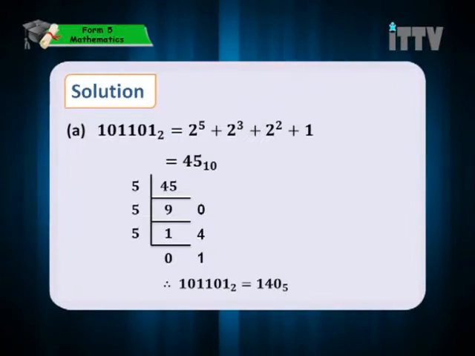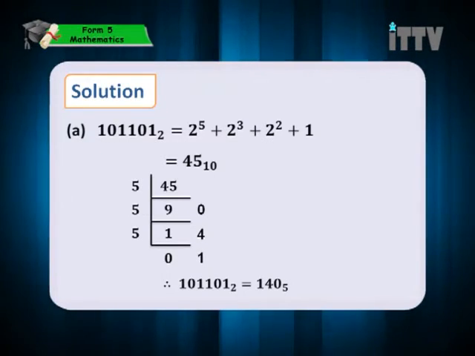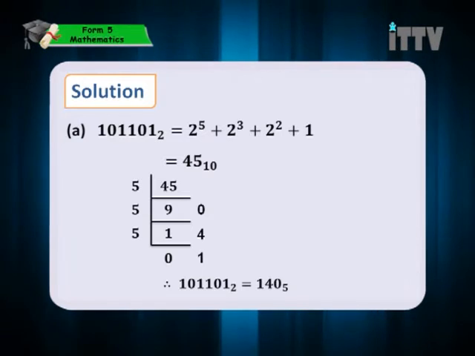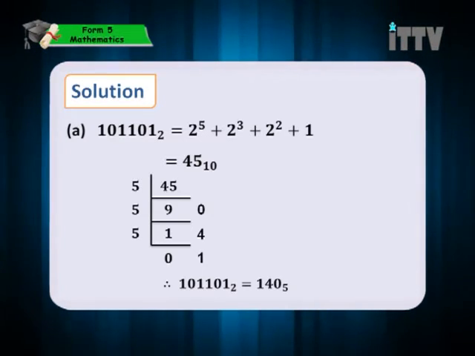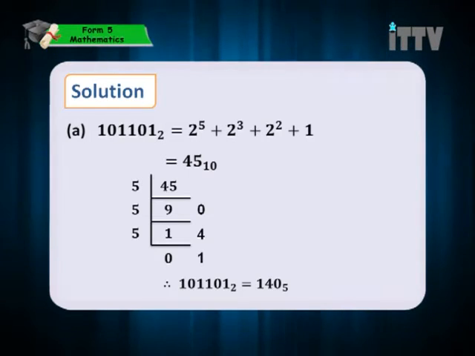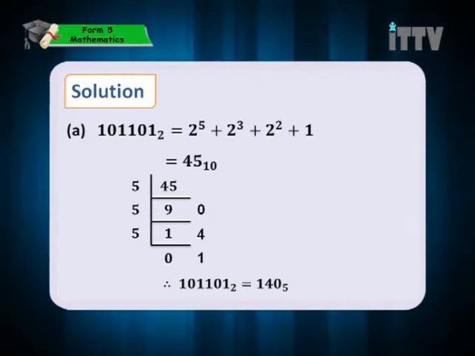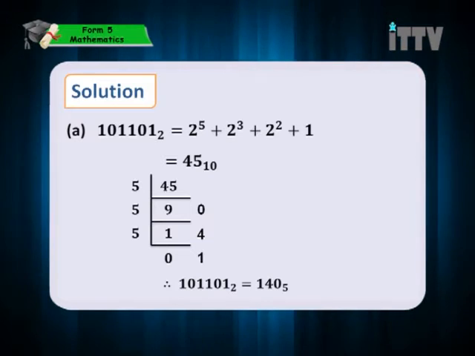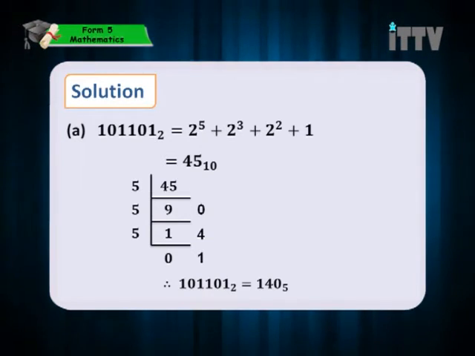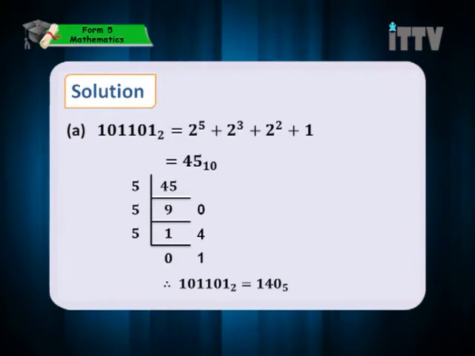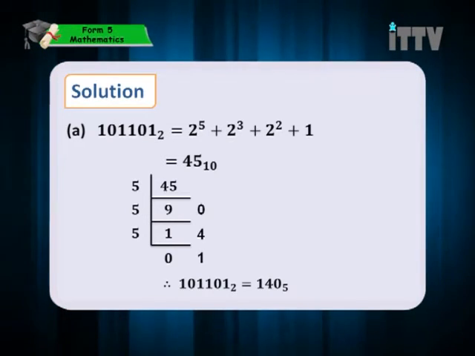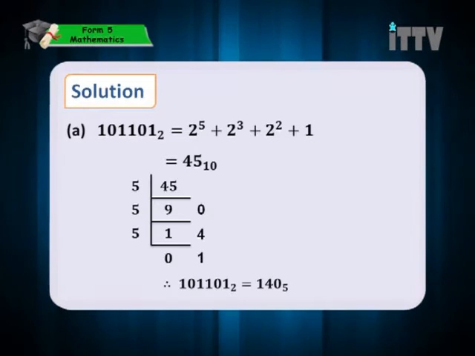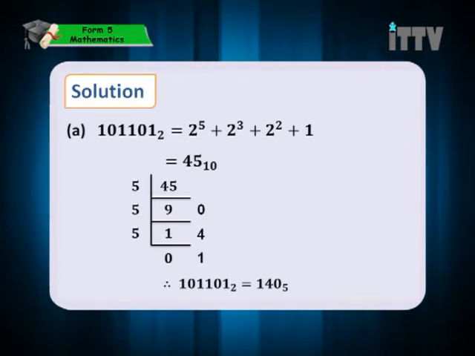First of all, apply the expanded notation method and convert it to base 10. So 101101 in base 2 is equal to 2 to the power 5, because it is actually 1 times 2 to the power 5, right? So it is just 2 to the power 5, plus 2 to the power of 3, again the same thing happens here, plus 2 to the power of 2, plus 1. Why 1? Because that 1 is actually 1 multiplied by 2 to the power of 0. So it gives you 1. So we are now using the expanded notation method to convert it to base 10, which will give us 45.